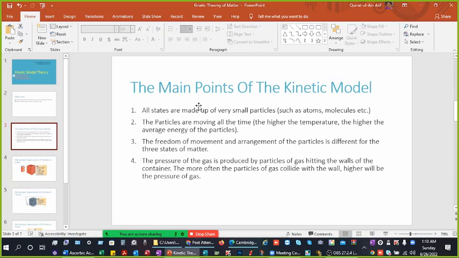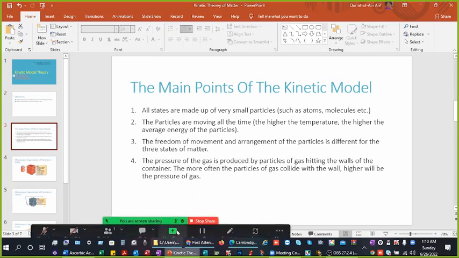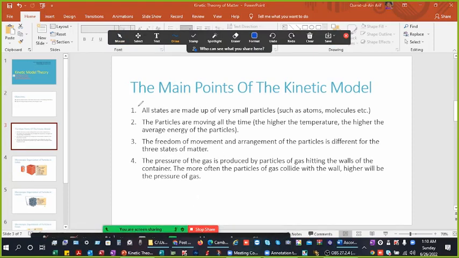These are the main postulates of the kinetic model of matter. It states that all states are made up of very small, tiny particles, for example, atoms, molecules, ions, etc. The second postulate is that the particles are in constant random motion. The particles are moving all the time.